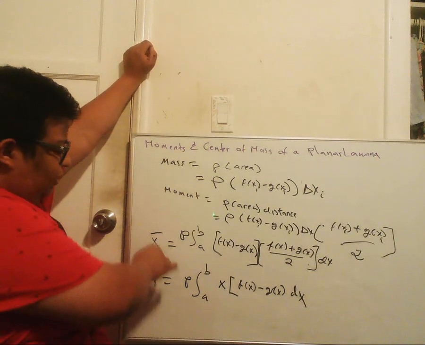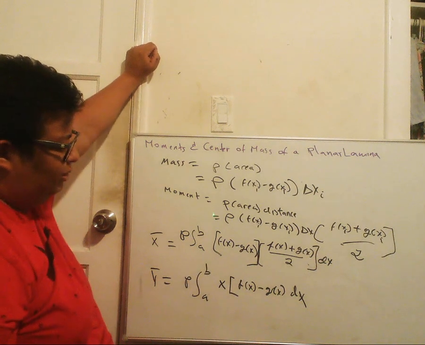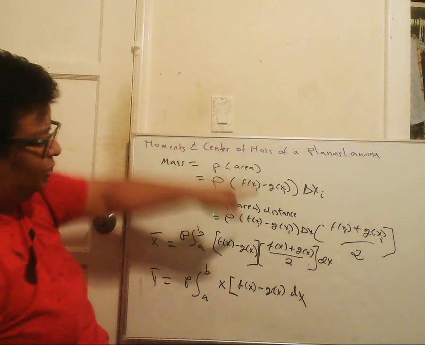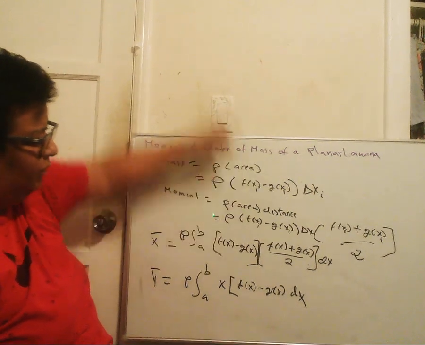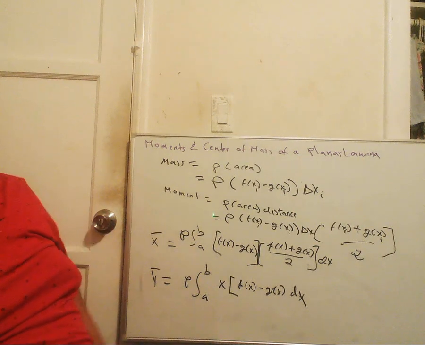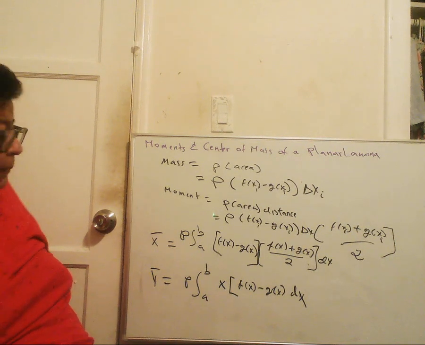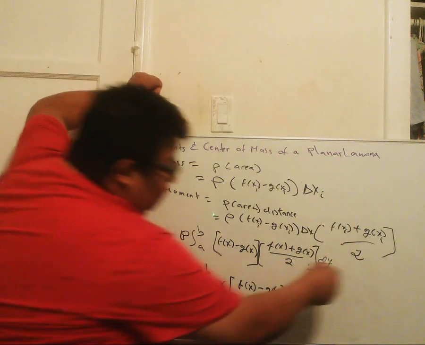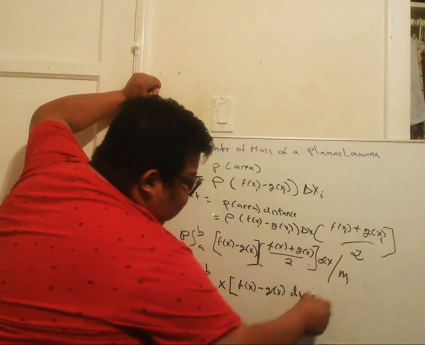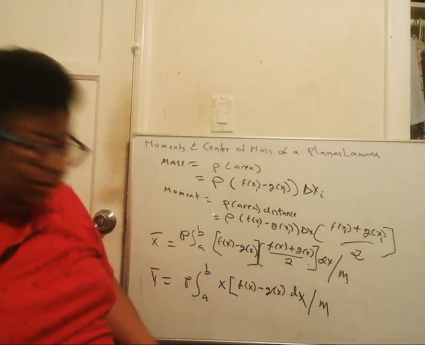But because we're doing x bar and y bar, all we need to do is divide by the total mass. So what is each mass? Each mass is going to be as follows, like this one. So each one gets divided by the mass. And let's write the formula for the mass.